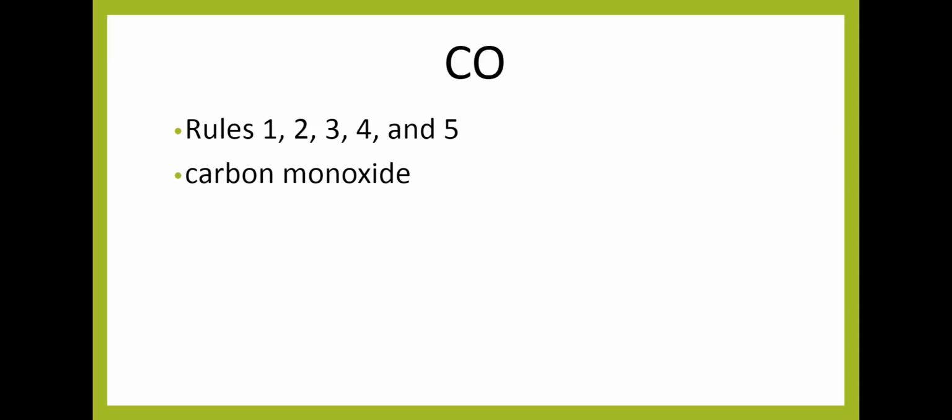Okay, this next one is my favorite example because it actually combines all of the rules into one case. Okay, so we have 1 carbon atom and we do not use the prefix mono for the first element. So that's rule 4. And then for number 5, we have mono, which ends in O, and we have oxide. So we're going to replace that double O with just a single O. So carbon monoxide.